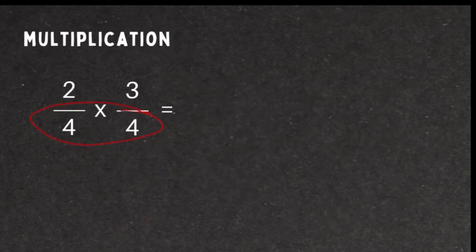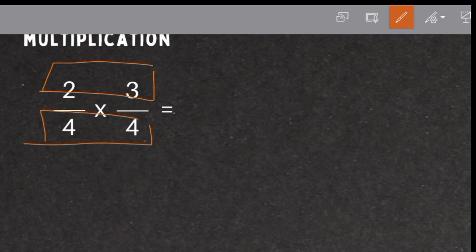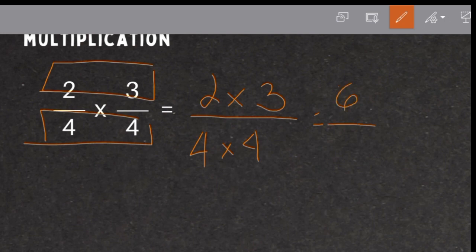So let's move on. In multiplication, you just need to multiply the numerators and denominators. So 2 times 3 and 4 times 4. 2 times 3 is equal to 6, right? 4 times 4 is equal to 16. Is that our final answer? No, that is not our final answer.